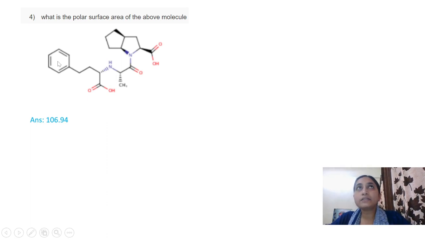In the assignment, like in the site, this structure is not given. There is one mistake like this, a structure is not there. So you can take these structures and find out the polar surface area by using Swiss ADME. So the answer for this is 106.94.